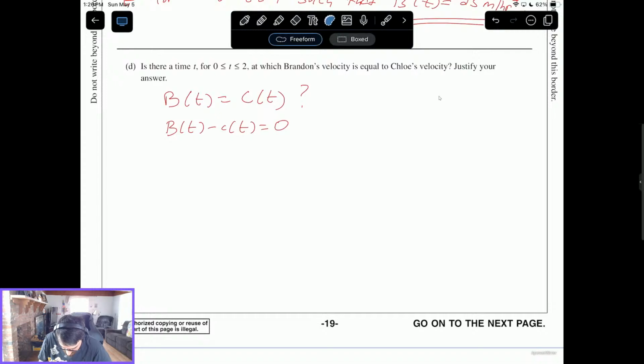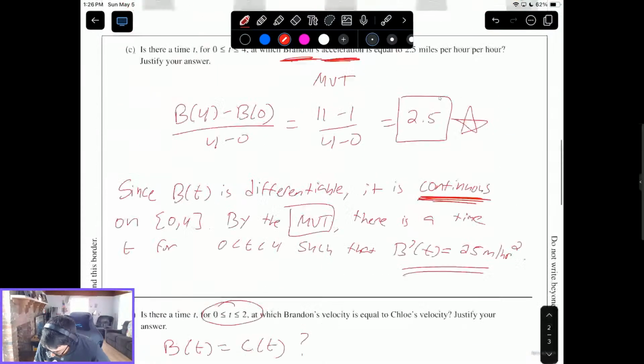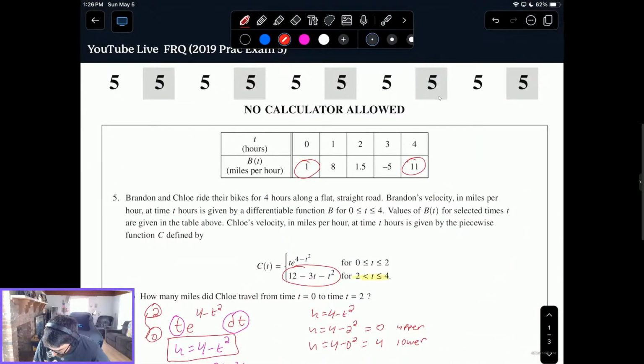So the first thing I'm going to do is try to figure out where my interval is. Okay, my interval is 0 to 2. So what if I plugged the lower endpoint into both of these functions? What would that equal? Well, if I look at the chart, B of 0, I've got the initial condition of 1, which is that. And then if I look at C, which is down here, and I use a 0, I'm looking at this function. If I plug a 0 in there, I get 0, and there goes my iPad.